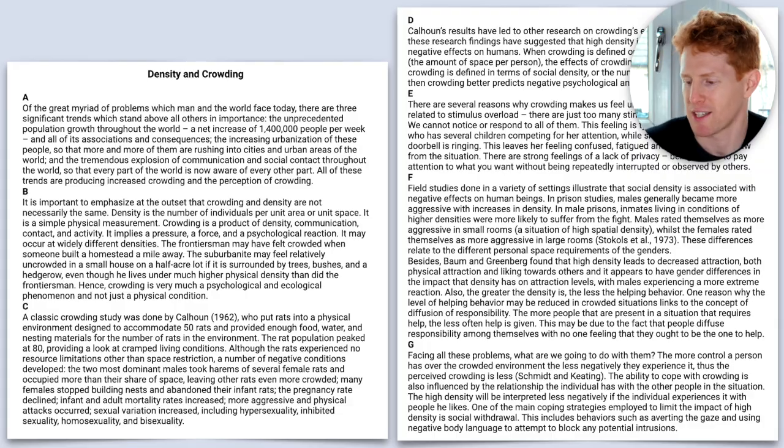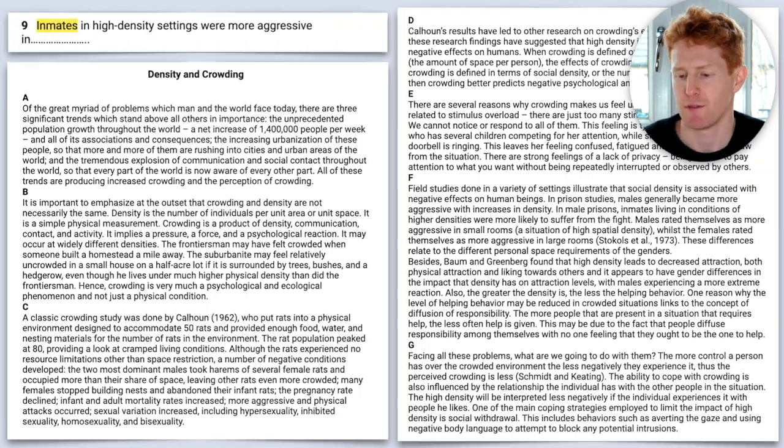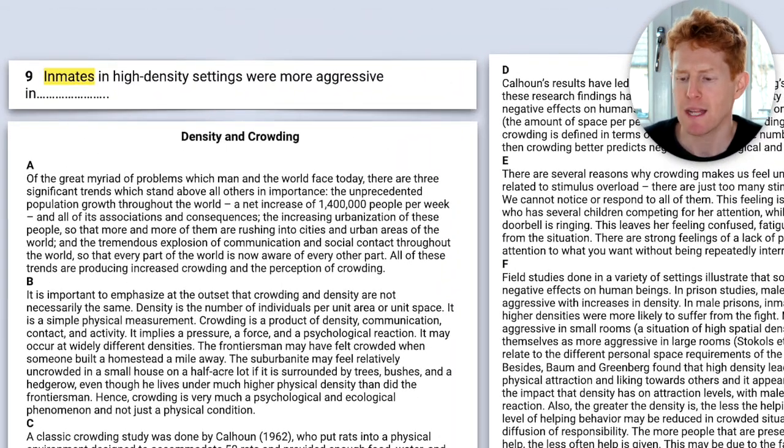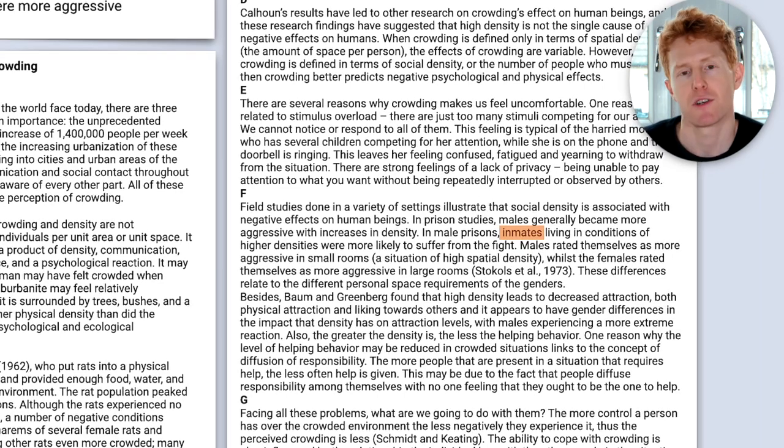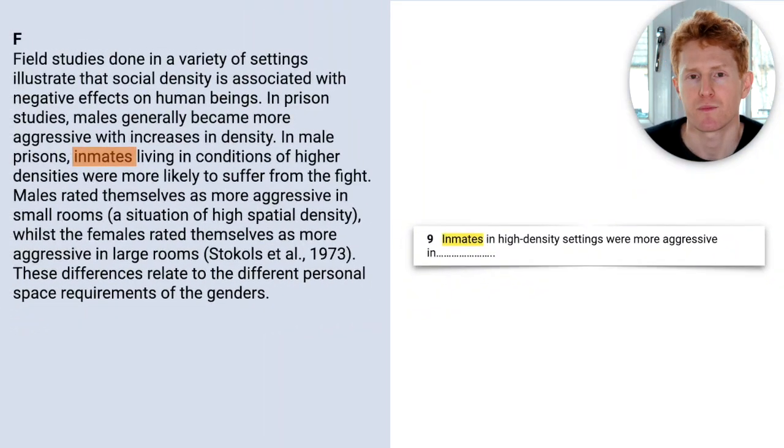Okay, back to the text. Now we're going to find the answer for 9. Inmates in high density settings were more aggressive in. Let's look for a phrase like inmates, or a synonym phrase like prisoners, or maybe a phrase about prisoners like jail or prison. Now, if we scan the text, we can actually find the word inmates here in paragraph F, so let's read it in more detail. Pause the video, find the answer.